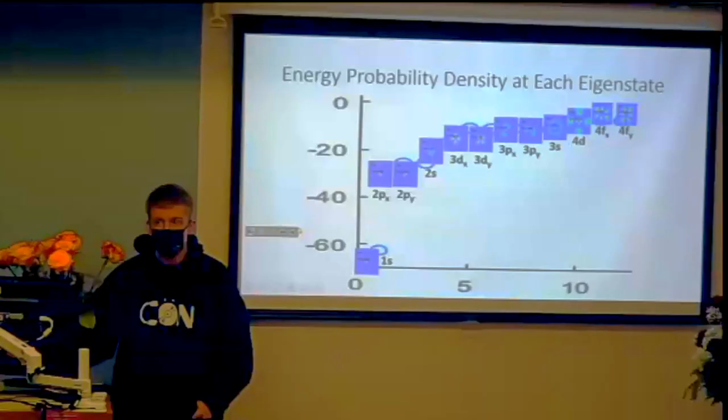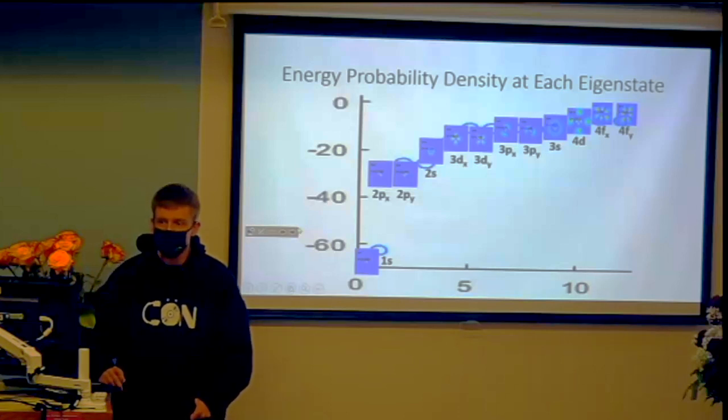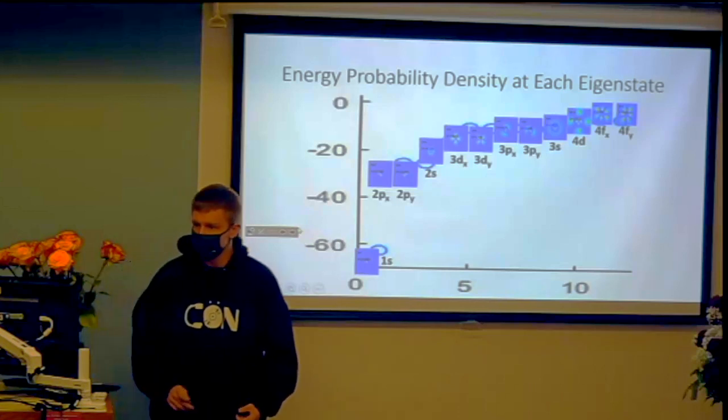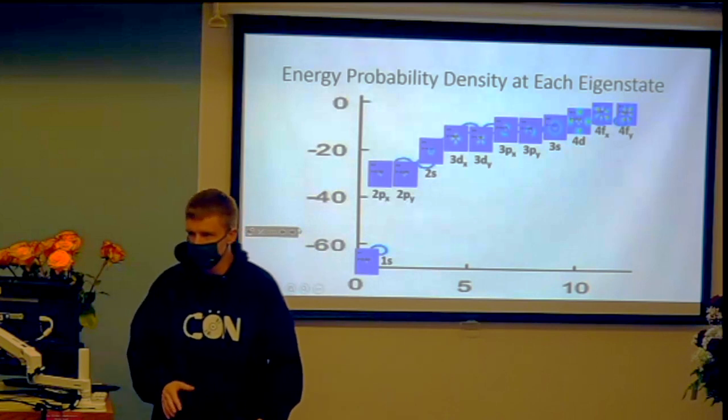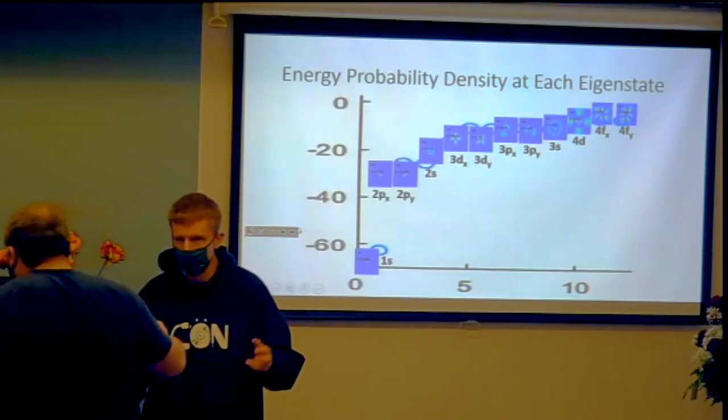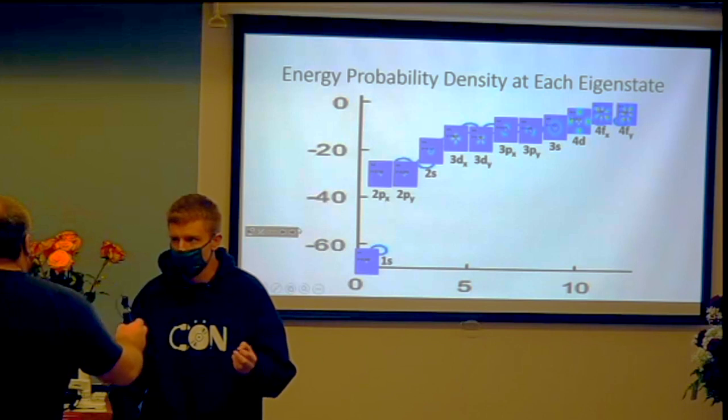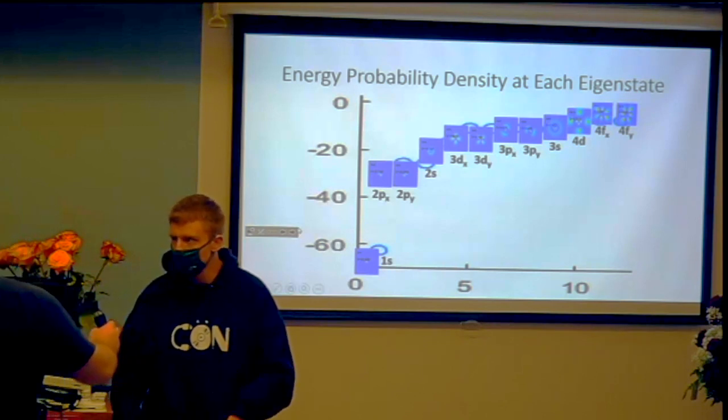You can go back to the slide where you had the orbitals overlaid on the eigenstates. So you have them listed as dx, dy, fx, fy. Those are just the orbitals that are in the xy plane. Yes. Okay, microphone. Yes, so the px, py, dx, dy, that's just their orientation on the xy plane.